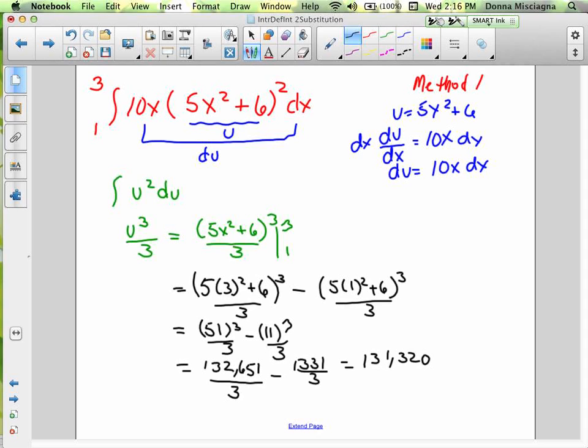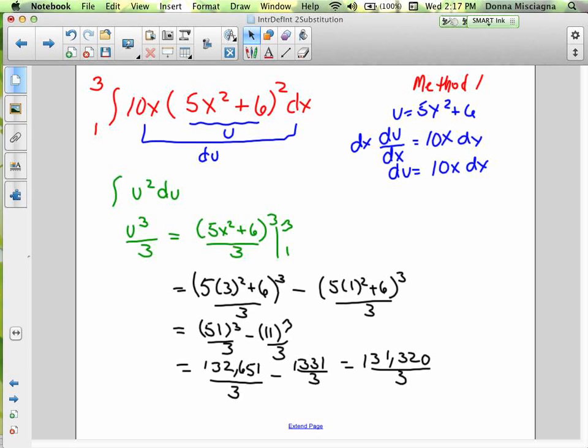131,320. But I had the calculator handy. Divided by 3. And no, that is not divisible by 3. So that is our answer. All right. So there's the first one. Here we simply substituted back, and then we evaluated using our original limits of integration.